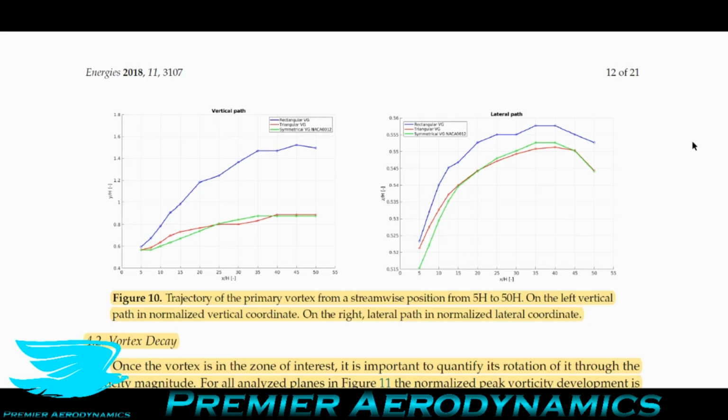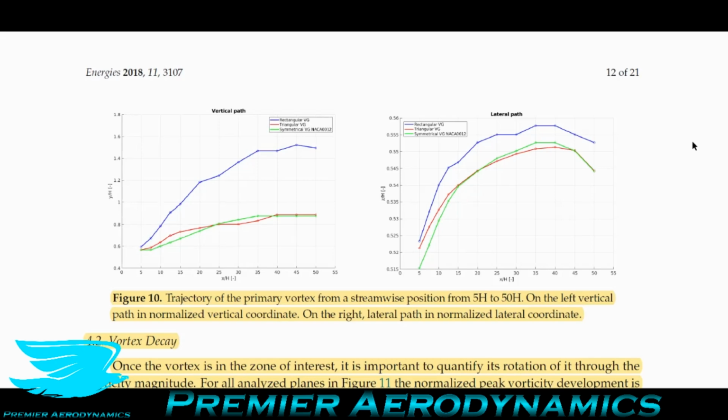Now, this kind of makes sense to some extent, because when you think about the rectangular vortex generator, it's just a block of mass. So the vortex is being produced along the entire thing, whereas for the triangular one, the vortex is really only being produced near the back, because that's where the thickest part is.